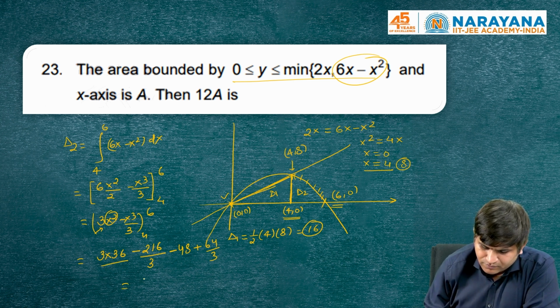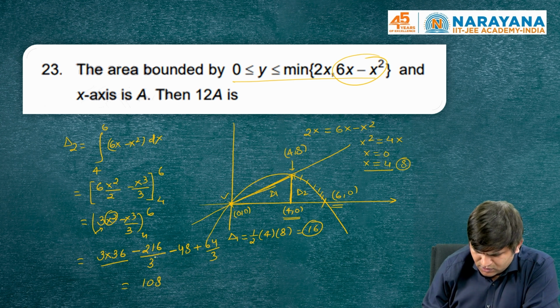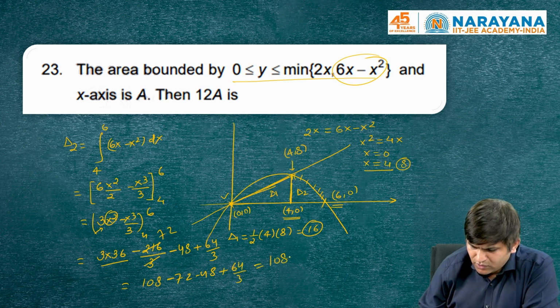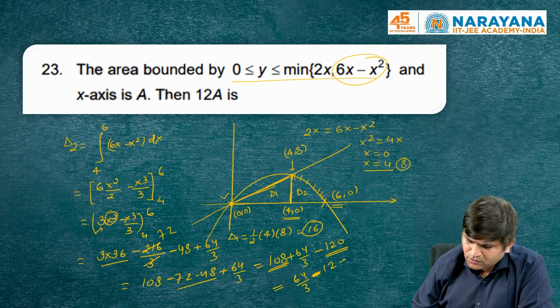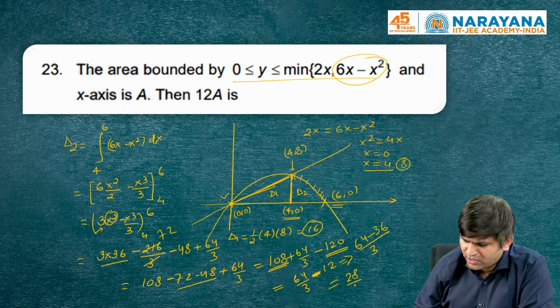This is 108. This will be 72 minus 48 plus 64 by 3. So that is 108 plus 64 by 3 minus 120. So this is 64 by 3 minus of 12. So this will be 64 minus 36 by 3. So that is 28 by 3.